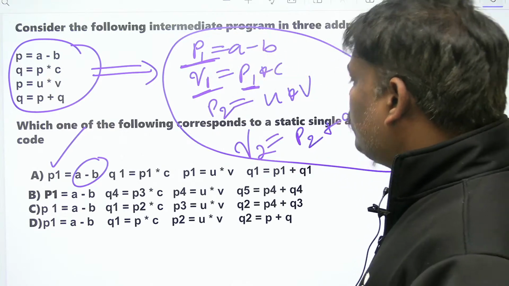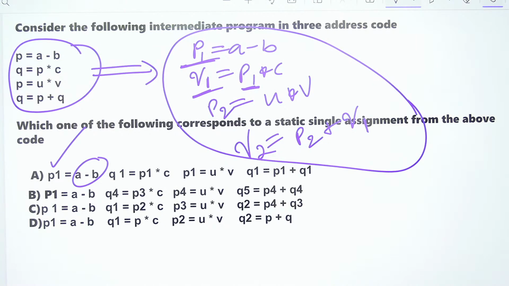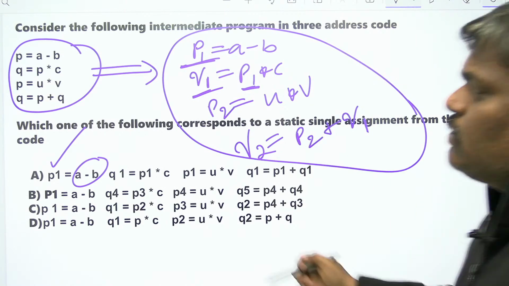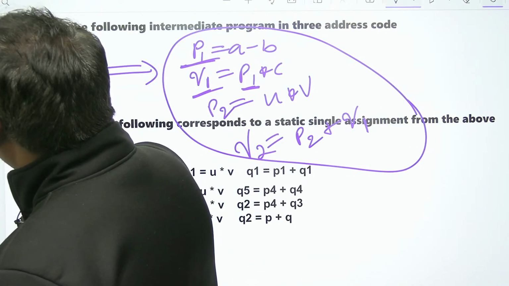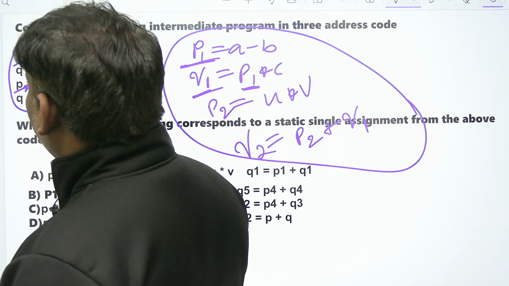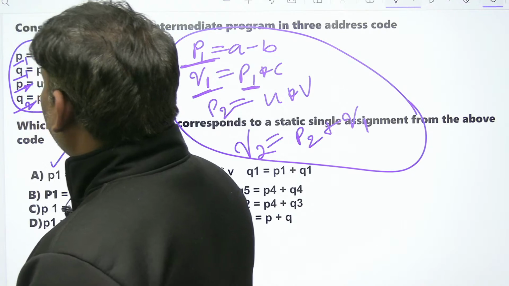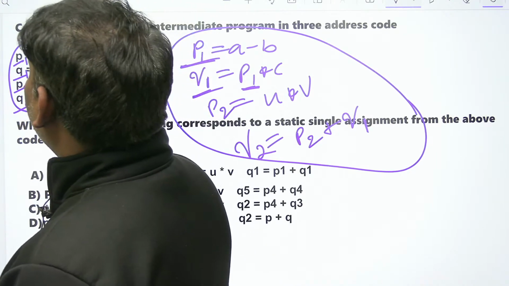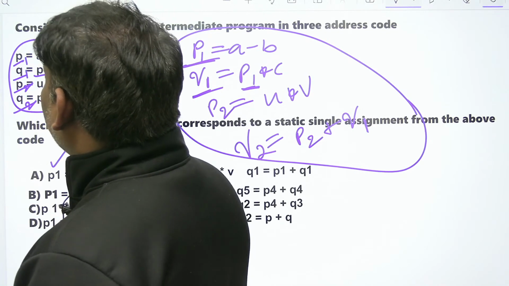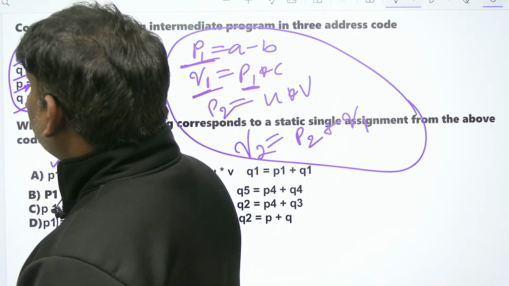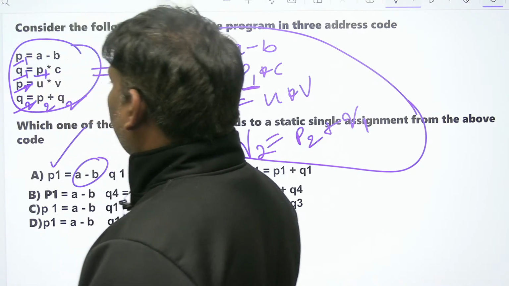On the left hand side, give different names to all of them. Two places P is there on the left hand side. Just give P1 here, P2 there. Next one, on the left hand side two Qs are there. Give different names: Q1 here, Q2 there. And one more thing: previously it is P, now it is P1. Previously it is P, now this P means P2. Previously this is Q, this Q means Q2. Over, that is the answer.